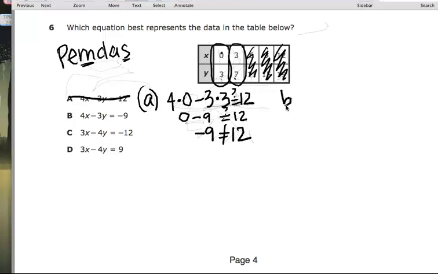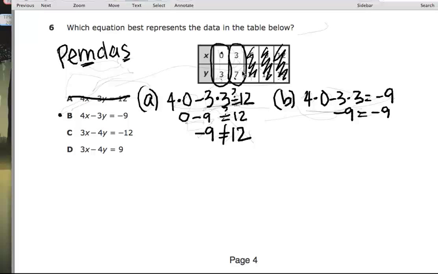However, for B, it's still the same equation. 4 times 0 minus 3 times 3 gives me negative 9. And here, I already solved this. I got negative 9 from part A. And negative 9 is indeed equal to negative 9. So I'm going to put a dot by B. Because more than likely, you're going to have to go back and use the second ordered pair in order to prove, because there might be 2 answer choices where it gives you the first true response for the first ordered pair. So let's try C now.